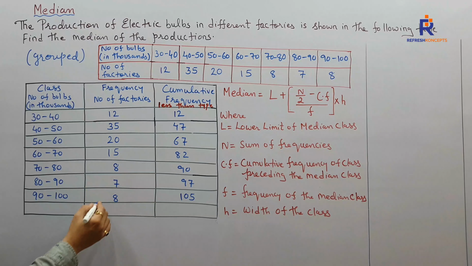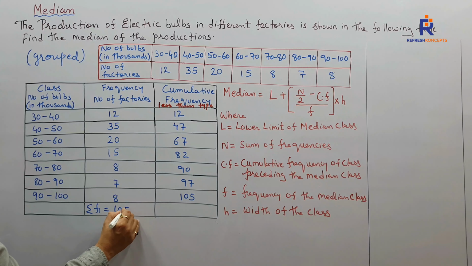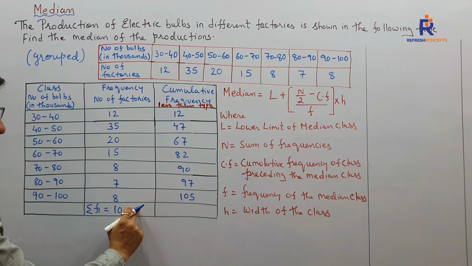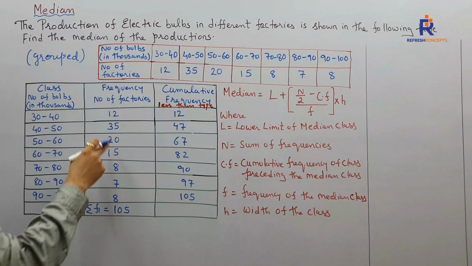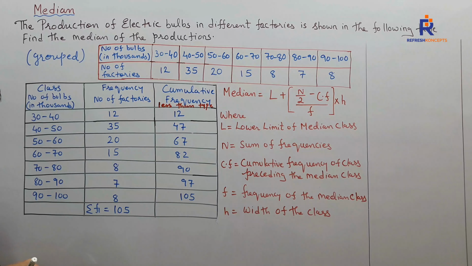This is nothing but summation Fi. When I just do summation, I shall get it as 105. I did not do so. Why? This answer and this answer should be the same. That's the reason I did not add it up, because I went on adding. So my this answer and my this answer has to be the same.